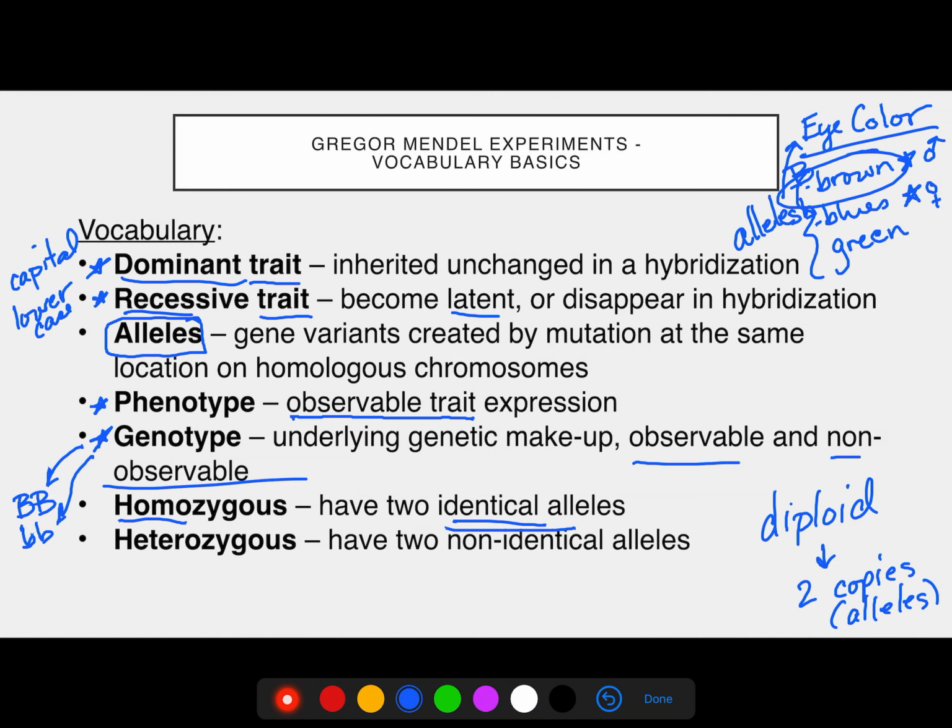What we call that genotype is homozygous recessive. All right. If you're heterozygous, this means you have two non-identical or two different alleles. You're going to have one dominant, one recessive in this case. So you'll have capital B, lowercase b, that's your heterozygous genotype. And we just call this heterozygous. You can say heterozygous dominant if you want, but since there's really only one way for it to be heterozygous, it's a little overkill.